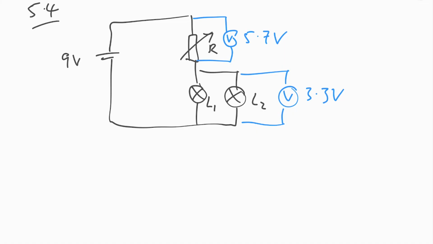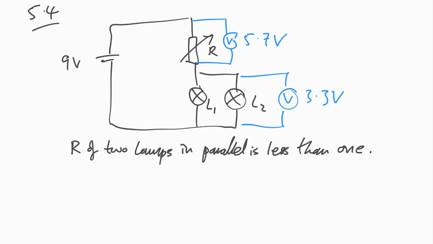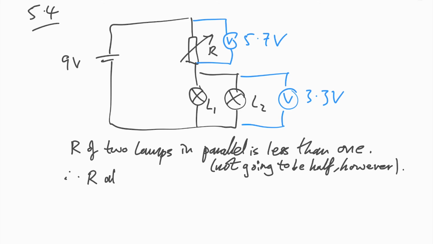So I think it's just going to, it says deduce the change. That implies that we're actually looking for a number. So there's a really dumb and mean question yet again. It should just say, describe how R needs to change. That's what it should say. So we know that resistance of 2 lamps in parallel is less than 1, not going to be half though. Therefore, R also needs to decrease by the same proportion.